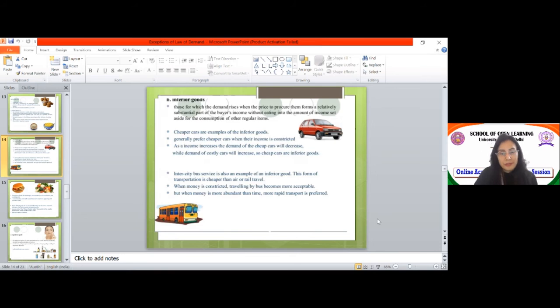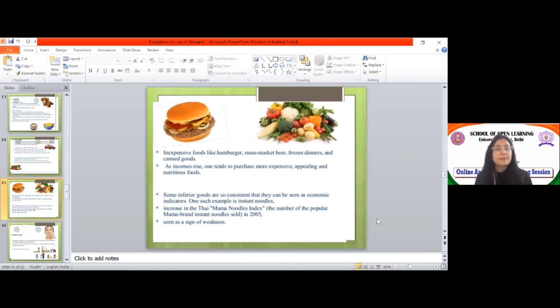Then you will prefer the cabs. Similarly, inexpensive food like hamburgers, mass market beer, frozen dinners, and canned goods. What happens with these? As income rises, one tends to purchase more expensive, appealing, and nutritious products rather than the inferior products. Some inferior goods are so consistent that they can be seen as economic indicators.